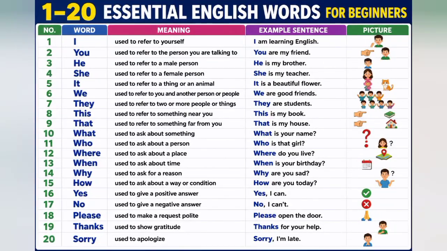In today's lesson, we are going to learn 20 common and useful English words that every English beginner should know. For each word, we will learn the pronunciation, the meaning, an example sentence, and a useful tip. Listen carefully and repeat each word after me. Let's begin.